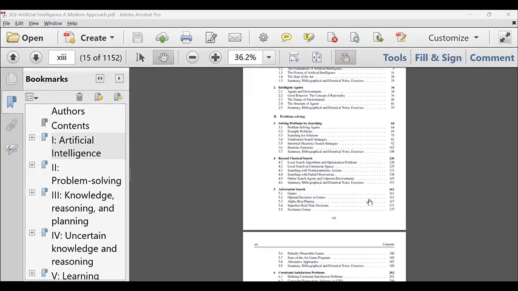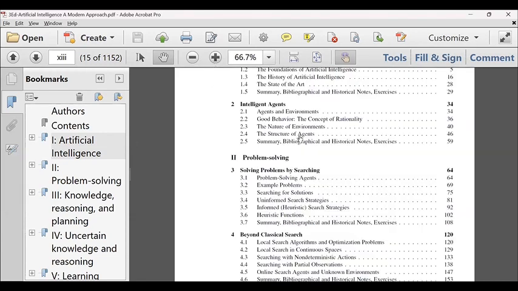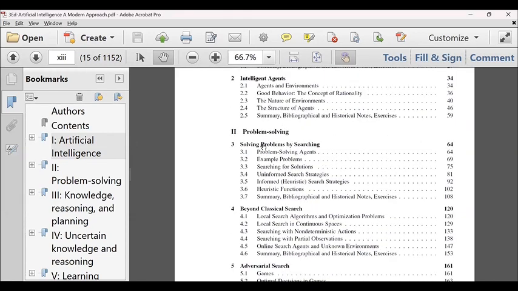Can you see the book? Yes, sir. Okay, but maybe too small. We'll change. Okay. Zoom on. All right.